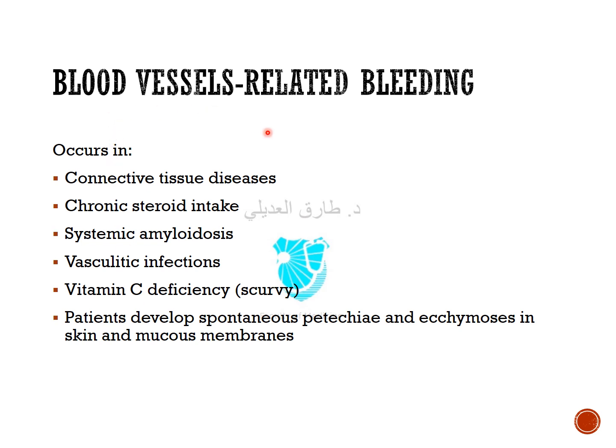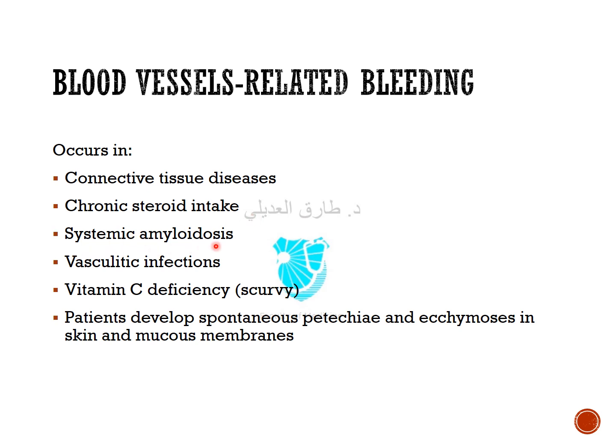For blood vessels, they can be associated with bleeding in several diseases. No specific disease can affect the blood vessels only. In some connective tissue diseases, those are a group of diseases that can be inherited or sometimes acquired, or can be associated with autoimmune diseases like the rheumatologic diseases. The chronic steroid intake will weaken the blood vessels and increase the chance of their rupture.